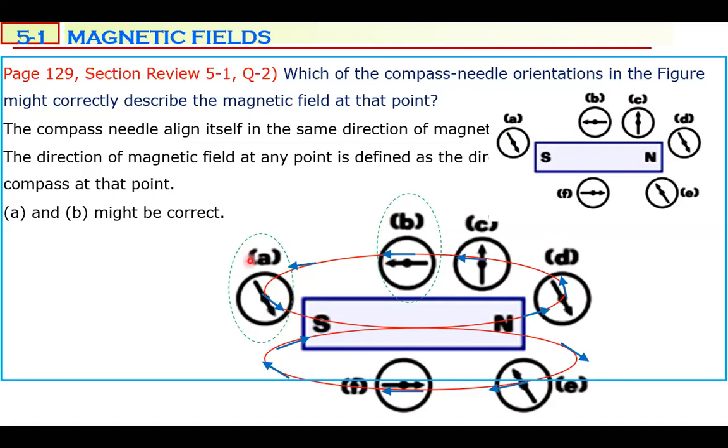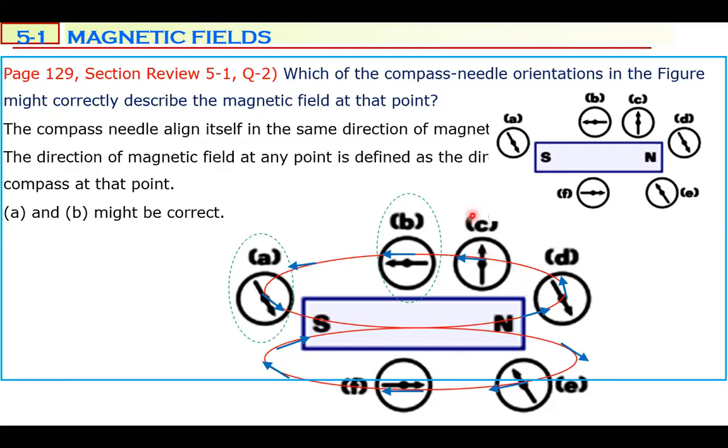Let's look at B. In B, the direction of the magnetic field is from N to S, and the compass is also pointing in the same direction as this magnetic field. B is also a possible answer. C is not a possible answer, because the magnetic field is to the left, but the compass needle is showing perpendicular to the magnetic field.